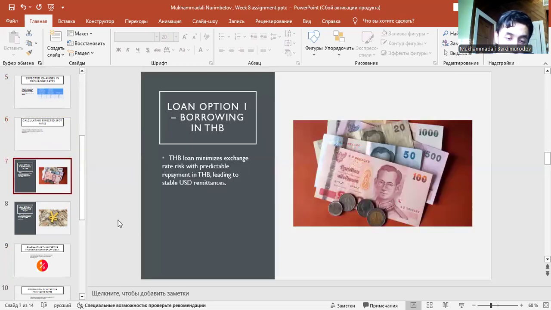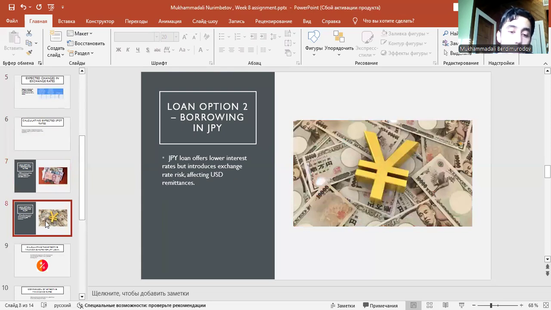On the next slide, if Blades borrows in Thai baht, the repayment will be made directly in Thai baht, so we are estimating exchange rate risk. We project the remittance amount in US dollars, providing a clear picture of the option's impact on Blades' cash flows.